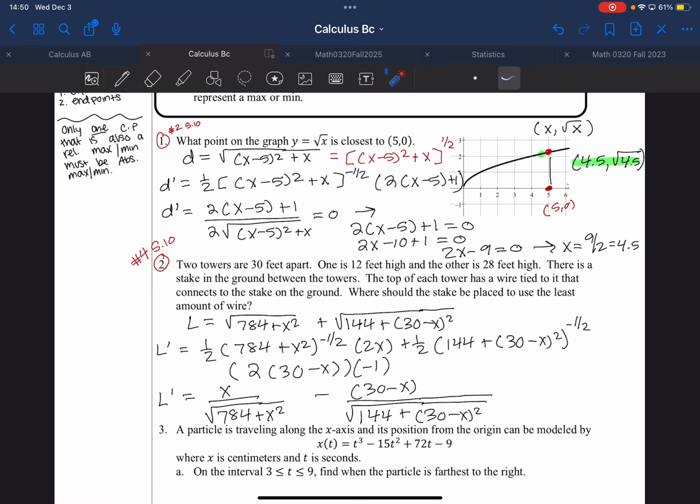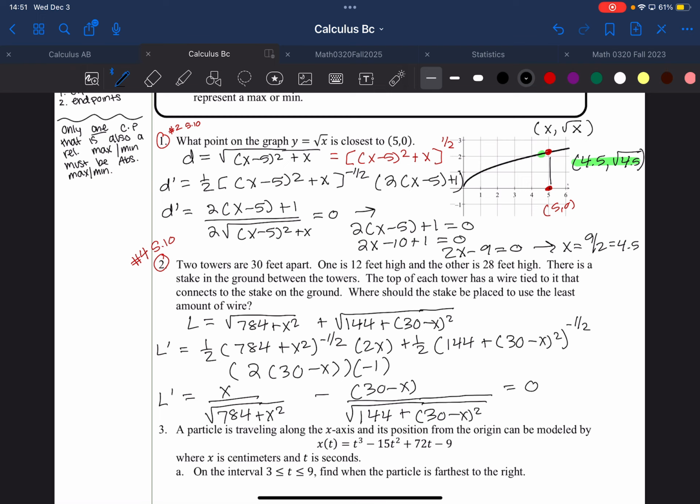And how I got that is I noticed that the 1/2 and the 2x here, the 1/2 and the 2 are going to cancel, and I'm just left with the x on top. On the next fraction, the 1/2, the 2, and the negative 1, the 1/2 and 2 cancel, and then I'm left with a negative instead of a positive here, so that's why I'm subtracting. And then whatever was left went on the top, and then the entire thing that had the negative exponent went on the bottom. So remember, our goal here is to set the derivative equal to 0 and solve.